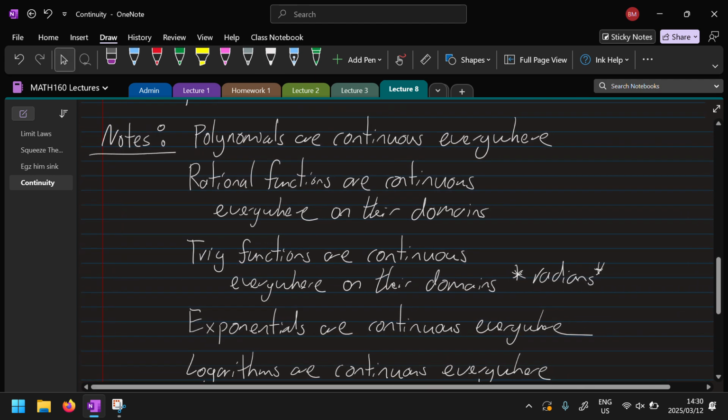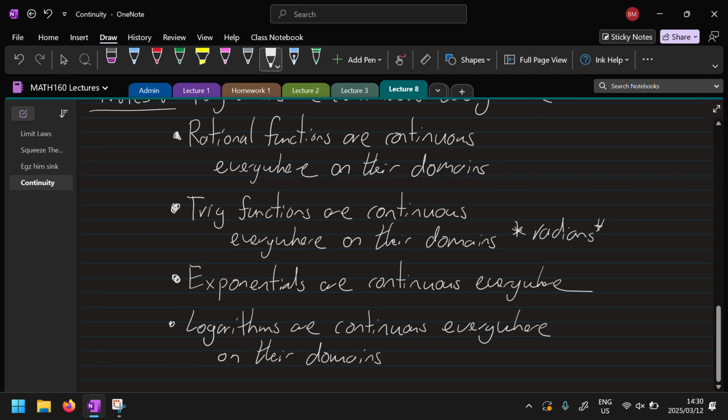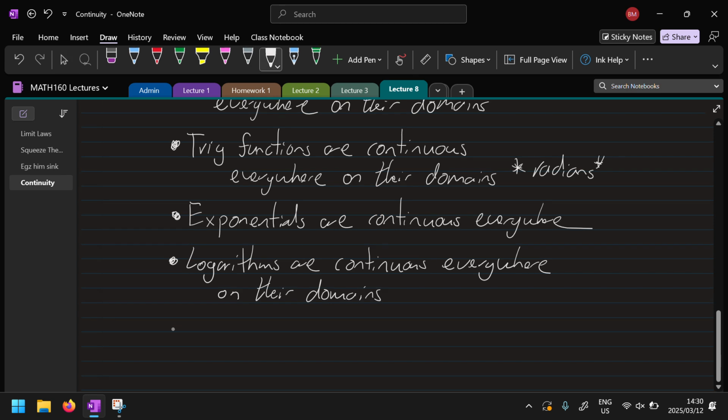So these are just a few function types that are continuous. We will be adding to this list, but for now, we can take it that these functions are continuous, so they satisfy the continuity property. You can use it without proof. Lastly, power functions, like root x, cube root x, all of those power functions are continuous everywhere on their domains.